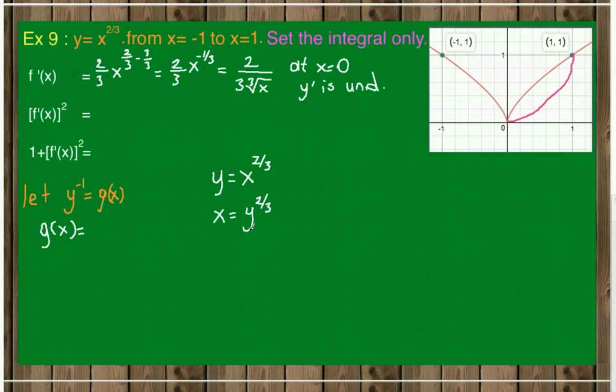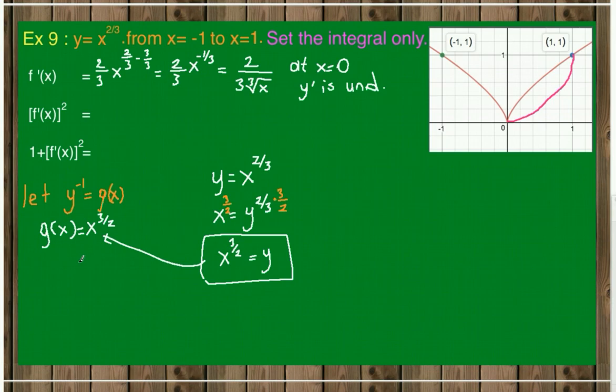So how can we isolate y here? We need y alone. We need to multiply the power by the reciprocal, 3 over 2, and we have to do the same here, 3 over 2. So what we get is x to the 3 over 2 equals y. So it's going to be x to the 3 over 2.